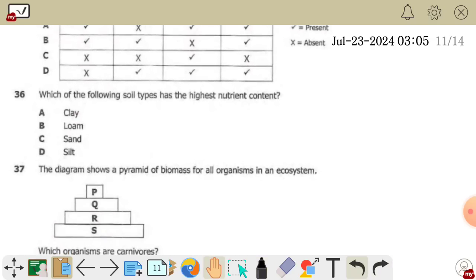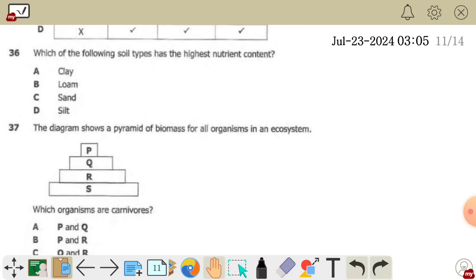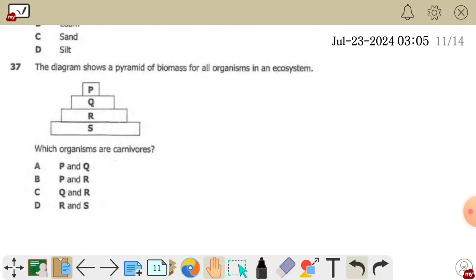Question 36. Which of the following soil types has the highest nutrient content? So among these types of soil, the one which has high nutrient content is loam soil. Loam soil has high nutrient content. Question 37. The diagram shows a pyramid of biomass for all organisms in an ecosystem.